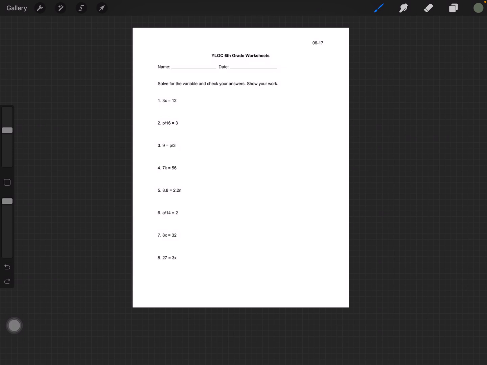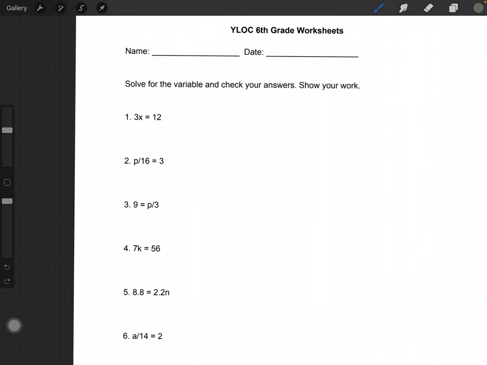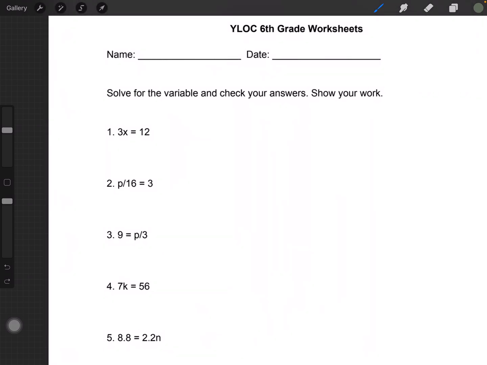So the first worksheet you should have gotten asks us to solve for the variable and to check our answers while showing our work. So the first question goes, 3x is equal to 12.